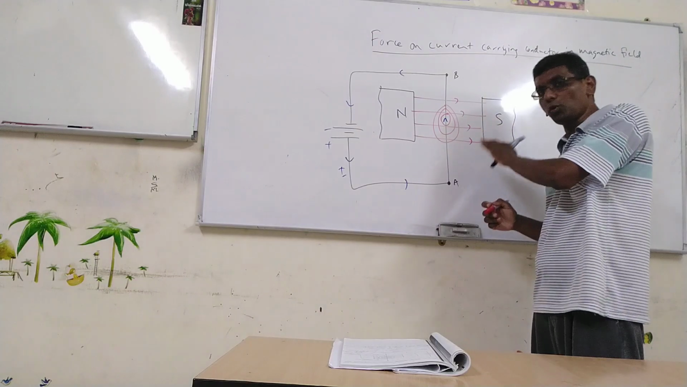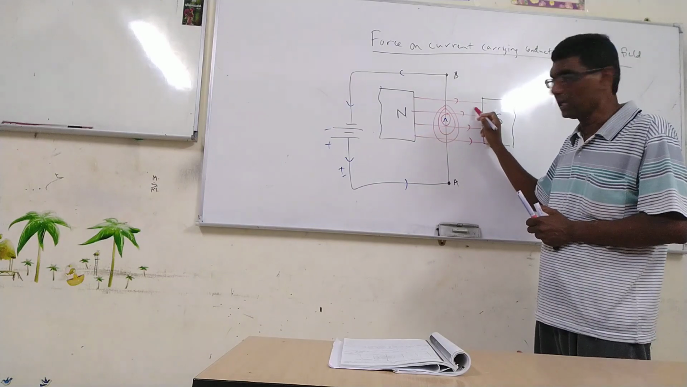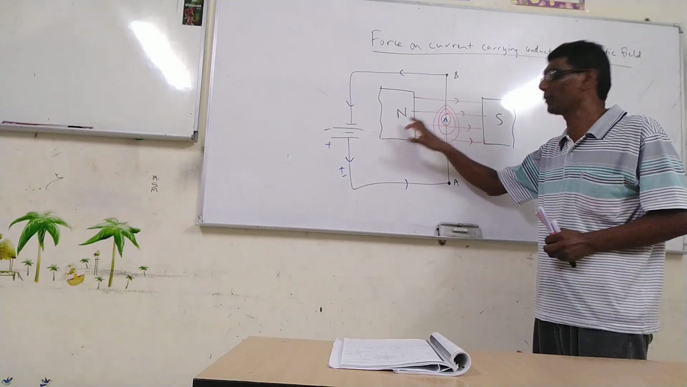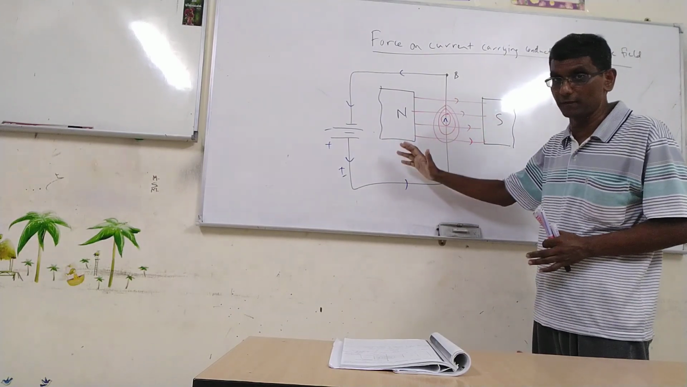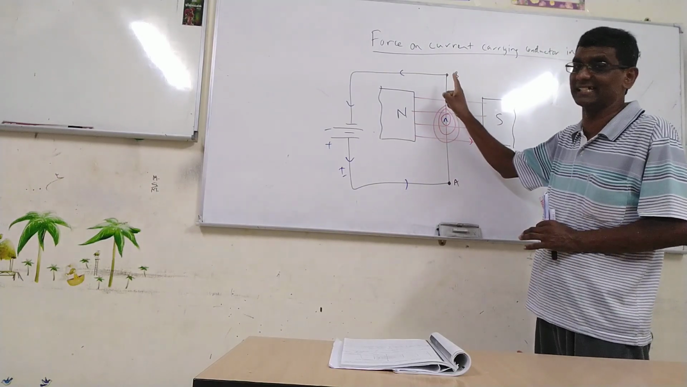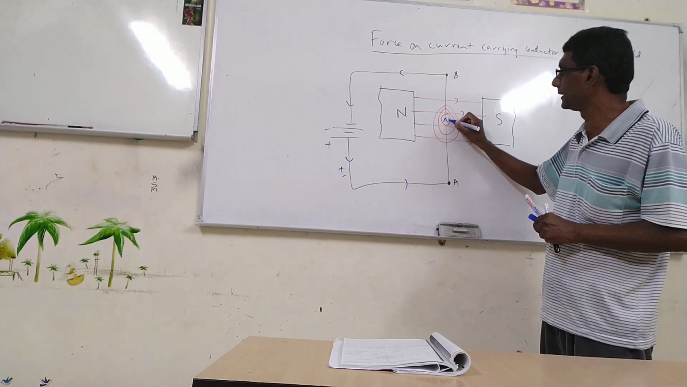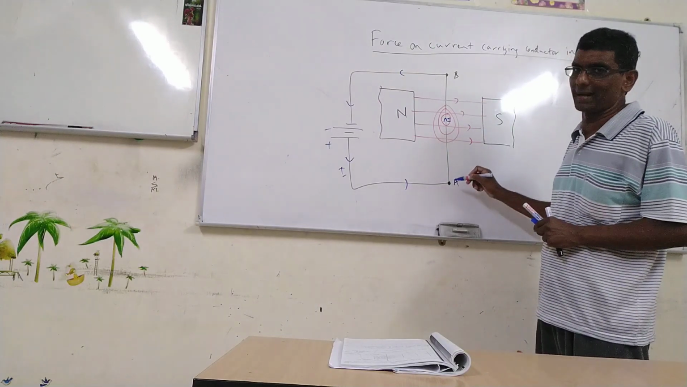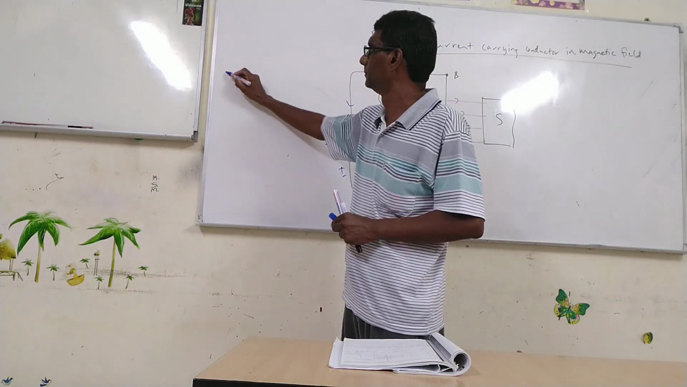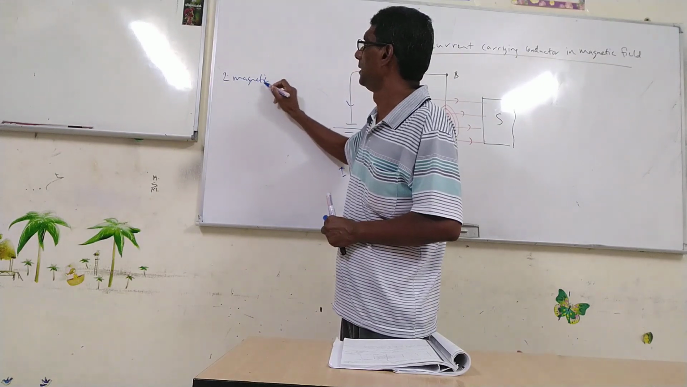We got two magnetic fields in this area. One is the permanent magnetic field, the other is the electromagnetic field. The permanent magnetic field is between the north and south poles. And there's an electromagnetic field because of the current flowing in the conductor. As a result, there are two magnetic fields.